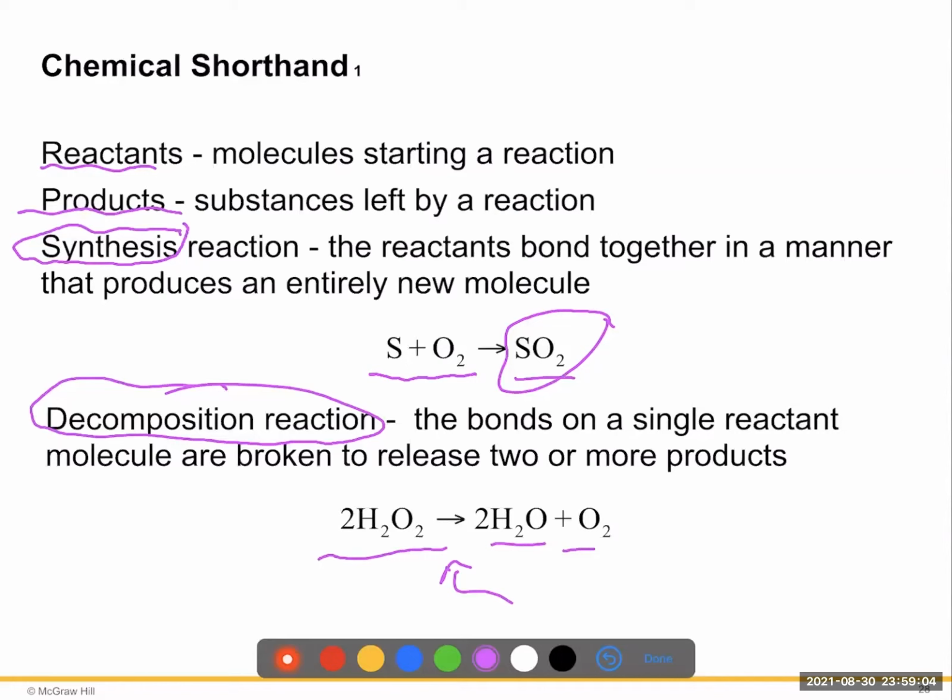Okay, so that's why hydrogen peroxide bottles are brown. The light doesn't penetrate it, so you don't get that reaction occurring. But this is a decomposition. One thing breaks into two or more products. This is a synthesis. Two or more things form one thing. So synthesis, you're creating something new. Decomposition, you're breaking something down.